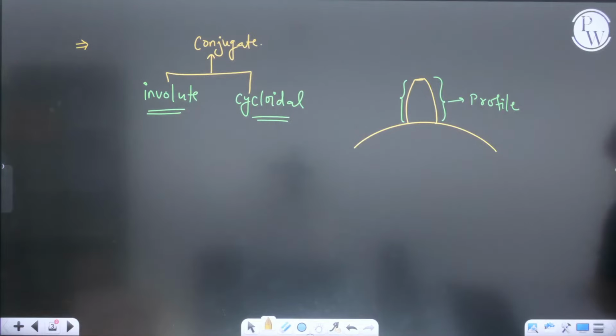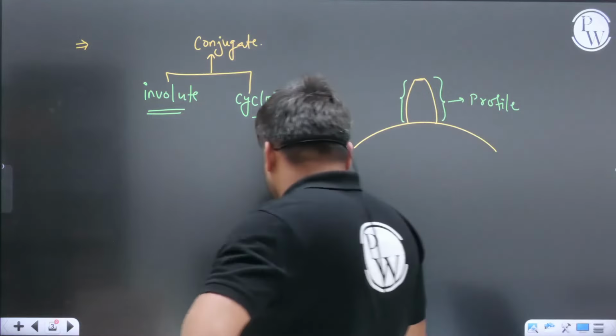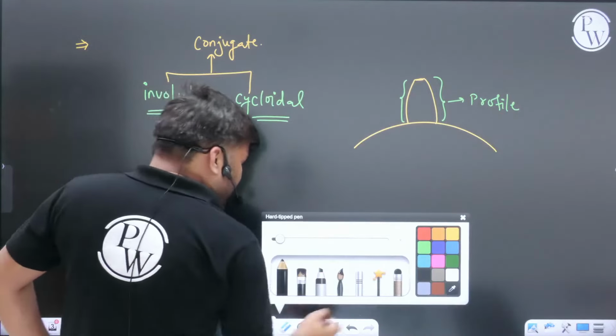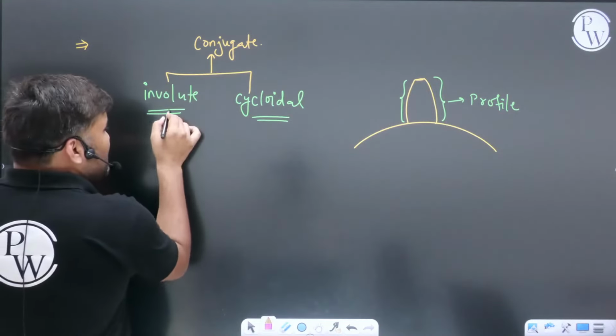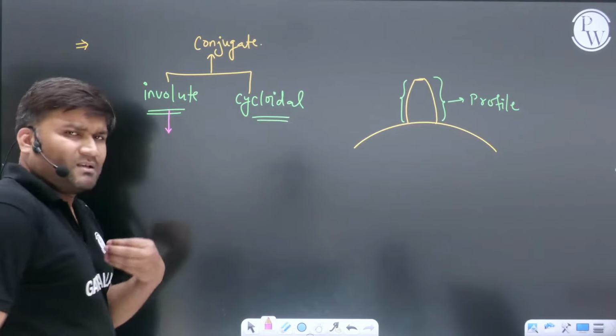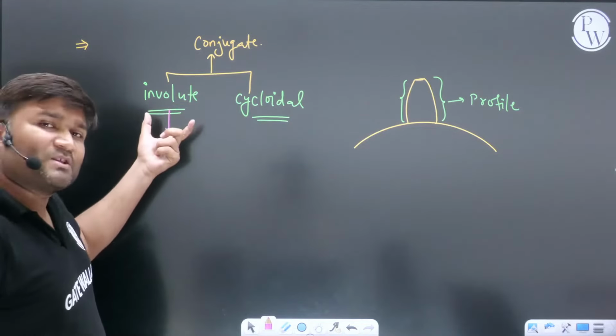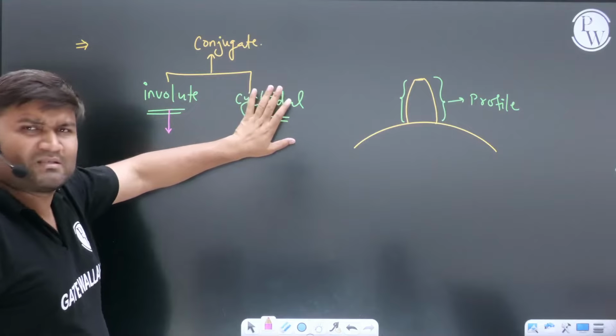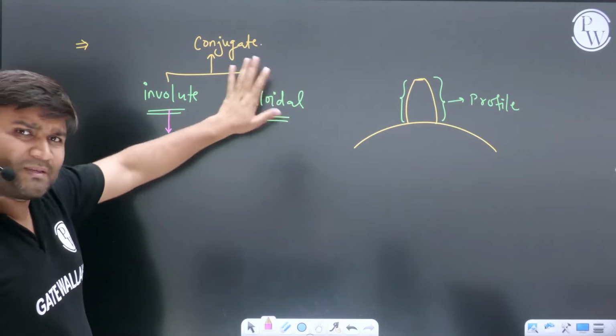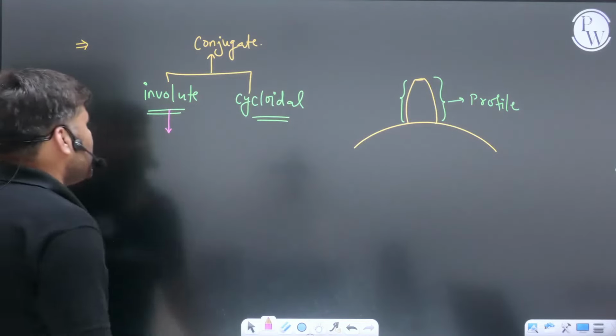Now listen carefully. In our syllabus, we have only this involute profile. So we are going to discuss this portion in much detail, beta. Cycloidal is not in our syllabus, so we are just skipping that part. Questions will be framed here only.